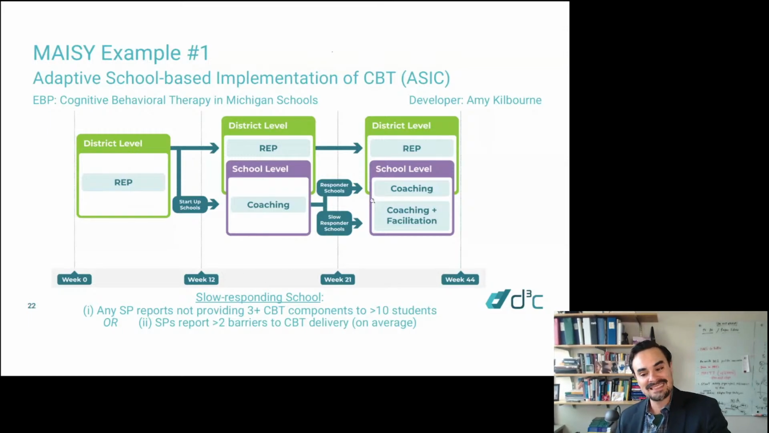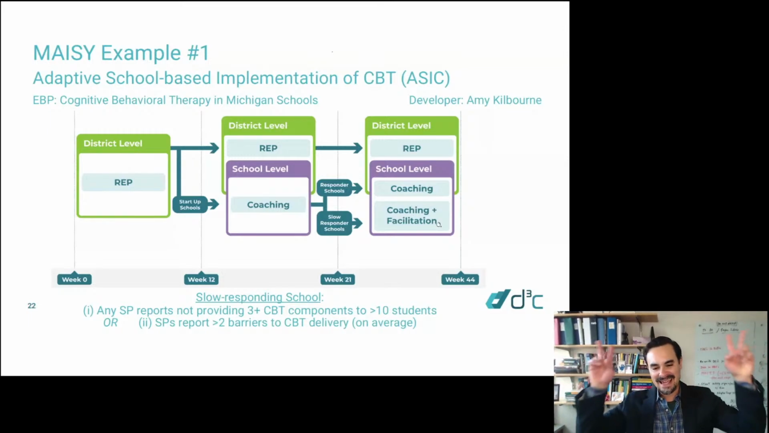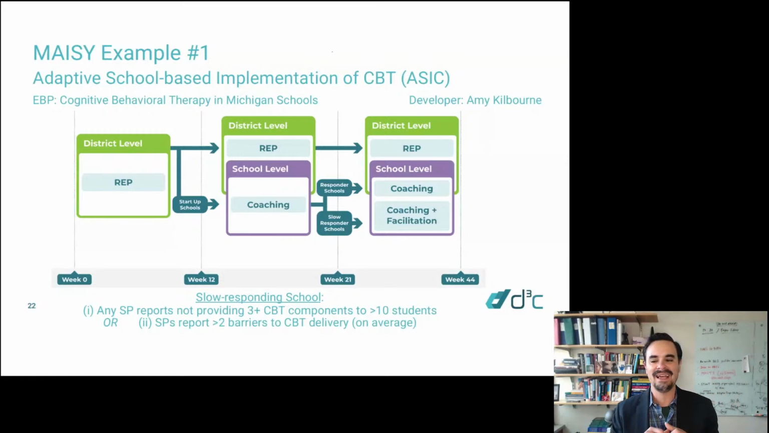Well, what we're doing next as part of this MAISY is if you are a responding school, we're using the if it ain't broke, don't fix it strategy. You continue coaching. However, if you are a slow responding school, that is, if you triggered either of these two definitions, you now get augmented, the entire school that is, gets augmented with facilitation. Now, whereas coaching is a CBT skills implementation strategy, facilitation is a whole different beast. I consider it a businessy implementation strategy in the sense that facilitation really tries to help the school professionals and anyone at the school overcome any barriers that are being encountered by the school professionals to delivering CBT or to delivering high quality CBT. Believe it or not, and I didn't know this before this MAISY was rolled out, in high schools in Michigan, sometimes school professionals can't even find a room to deliver CBT. It's mind-boggling, but it is true.